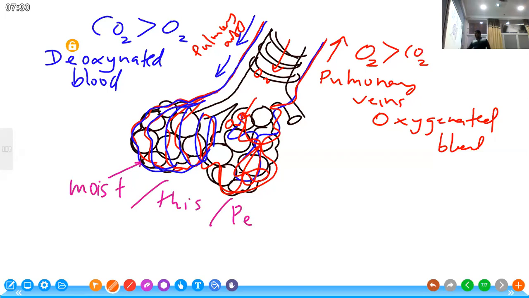Can you see the board? Yes, sir. Permeable for gases. What do you mean by that? Permeable for gases means allowing removal or intake of gases.